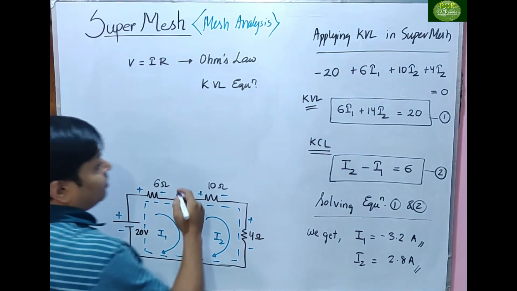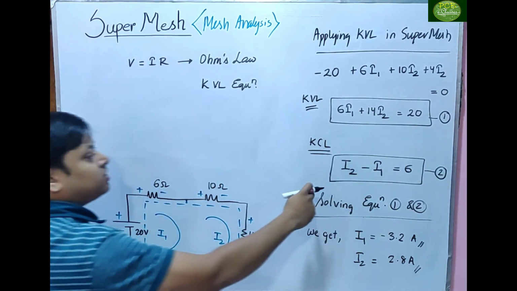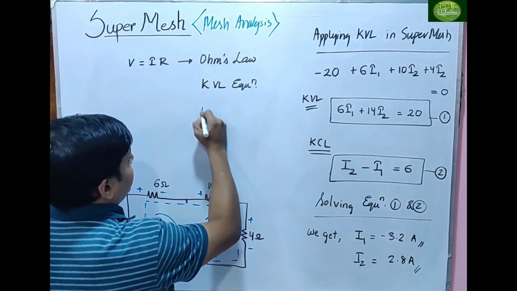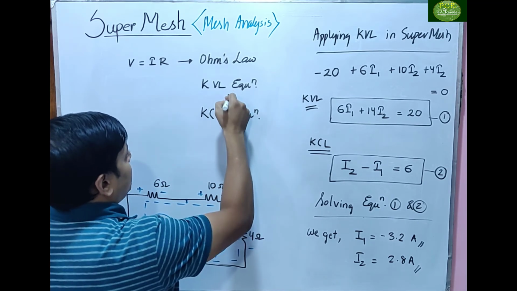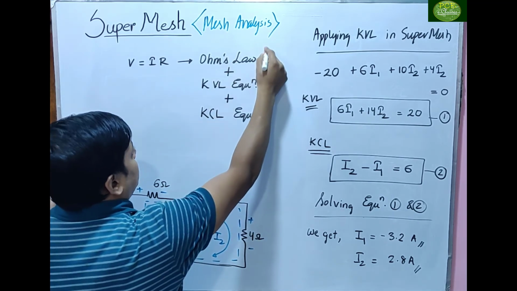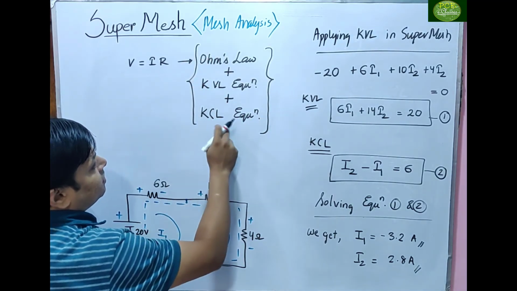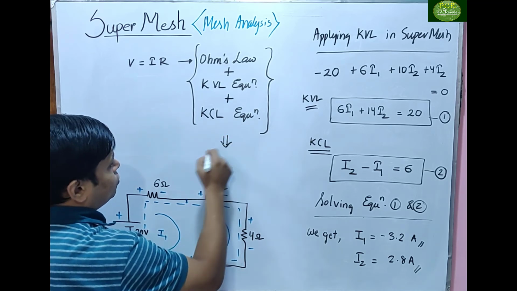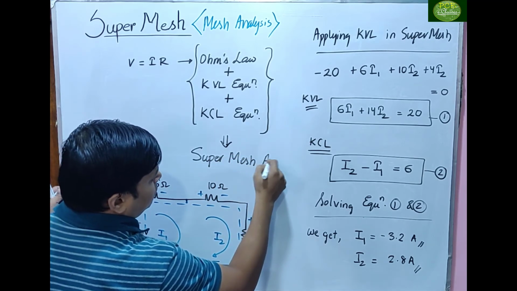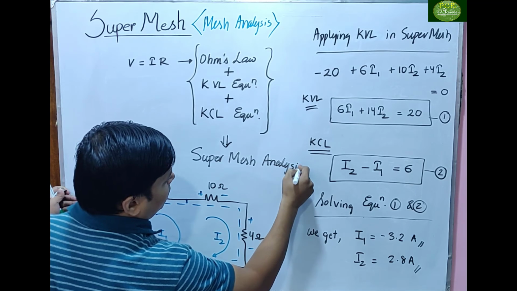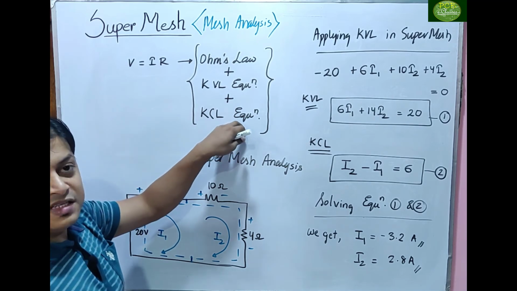Next, in the super mesh, you can see here another KCL equation is also written. So we are applying the KCL equation also. So Ohm's law plus KVL equation plus KCL equation gives rise to super mesh analysis. That means in super mesh analysis, we write down 3 equations: Ohm's law equation, KVL equation as well as KCL equation.